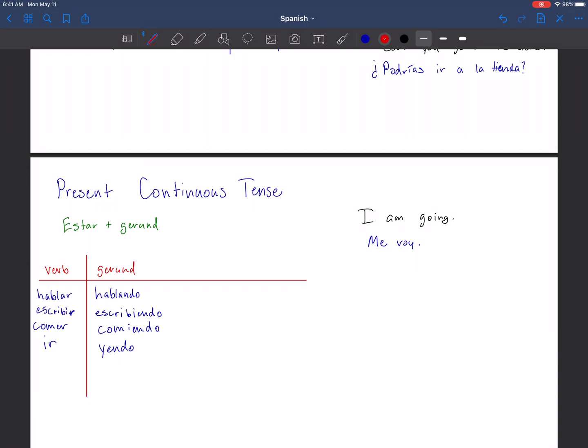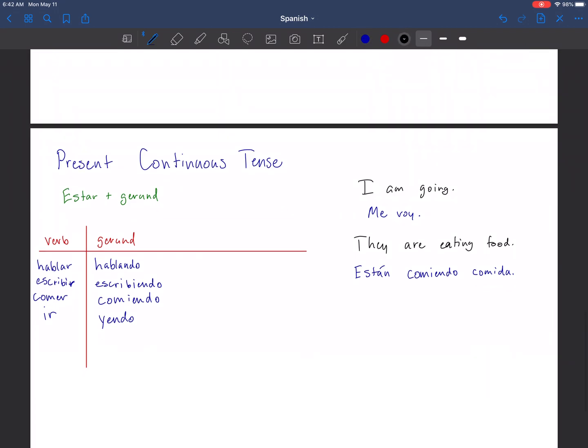Now we want to formulate some present continuous sentences, right? They are eating food. So I want to say they are eating food, right? I would say están, because they are eating, which is comiendo, food, which is comida, right? So están comiendo comida, right?